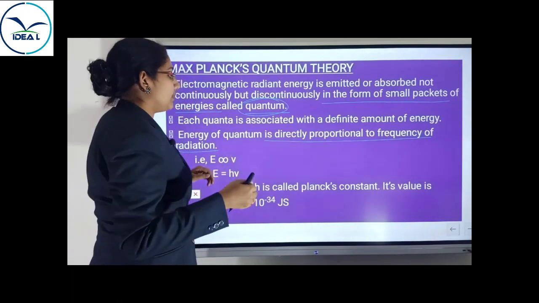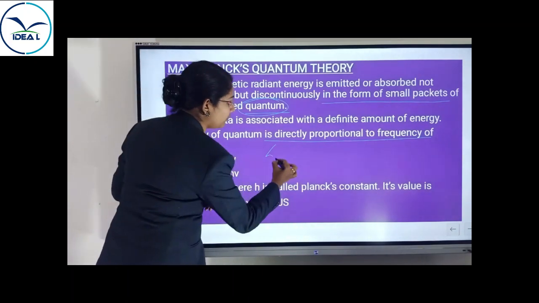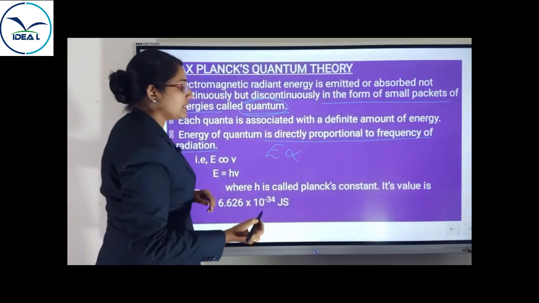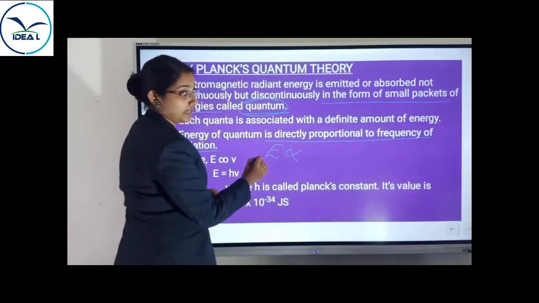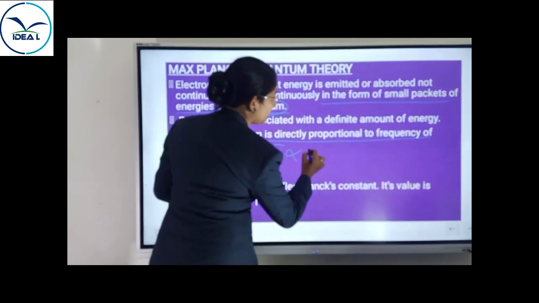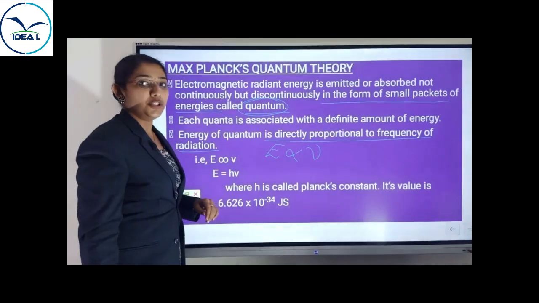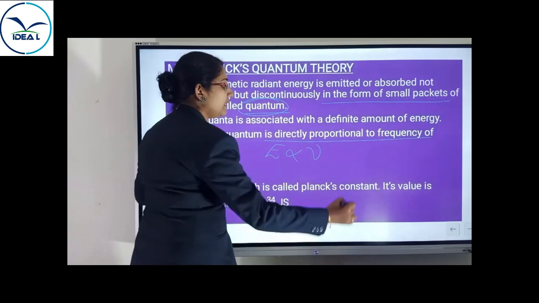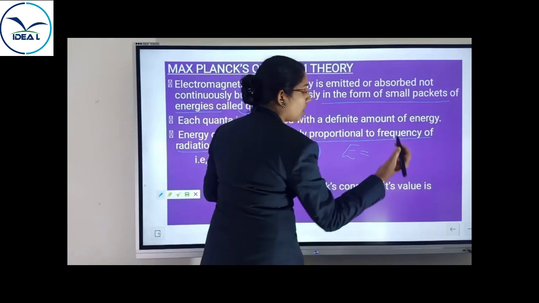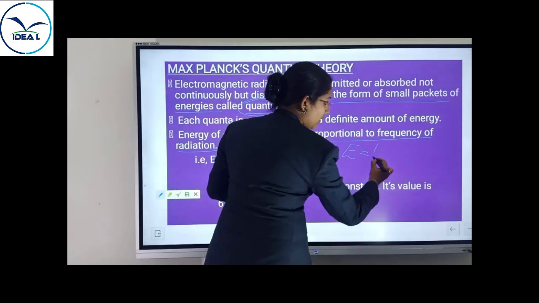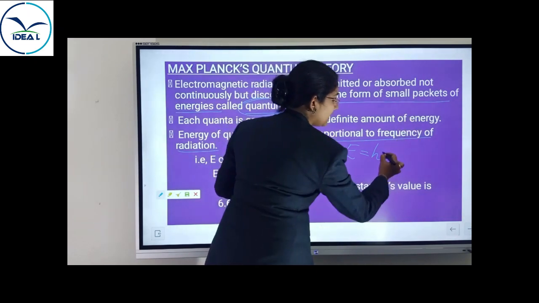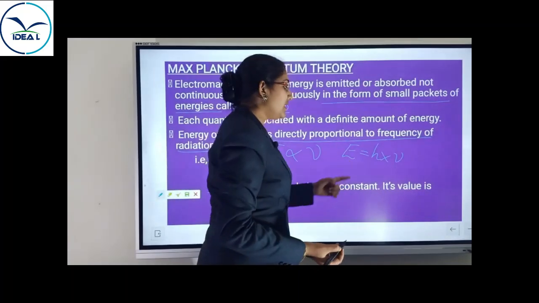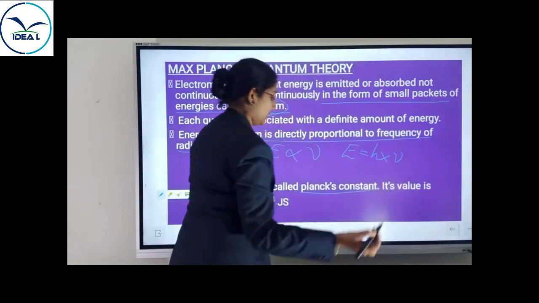So we have to write the mathematical expression. The energy of radiation, E, is proportional to the frequency. The energy of a quantum is represented as E, and the frequency of radiation is denoted by nu. That is the relation: E is proportional to nu. Then E is equal to a constant into nu. The constant is H, that is E is equal to H into nu. Here H is a constant which is known as Planck's constant.